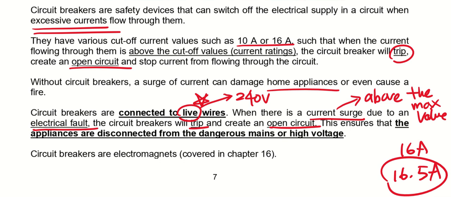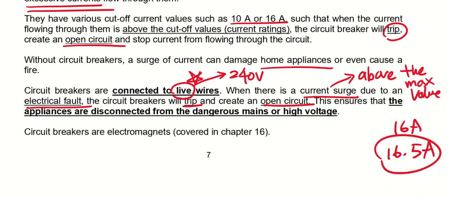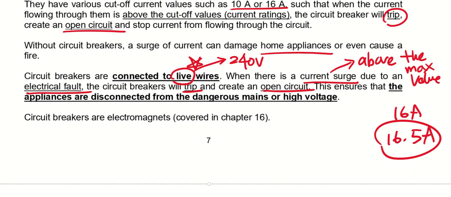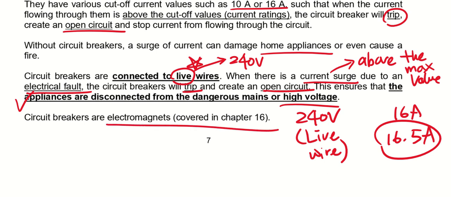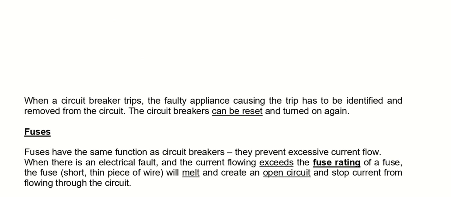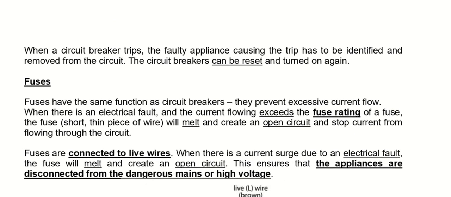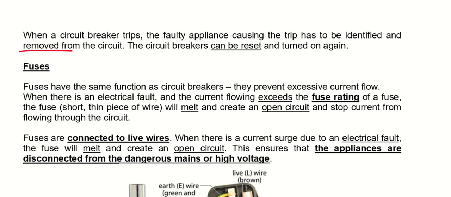This ensures that the appliances are disconnected from the dangerous mains or high voltage. So in the case whereby there is this electrical fault, current surge, the circuit breaker trip creates an open circuit, and now the appliances will be disconnected from the dangerous mains or high voltage. The high voltage will be our 240 volts supplied by our live wire. How do the circuit breakers automatically turn this off? It is covered in a chapter that we'll be doing later. They are electromagnets. Now, when a circuit breaker trips, the faulty appliance causing the trip has to be identified and removed. Then the circuit breaker can be reset and turned on again.